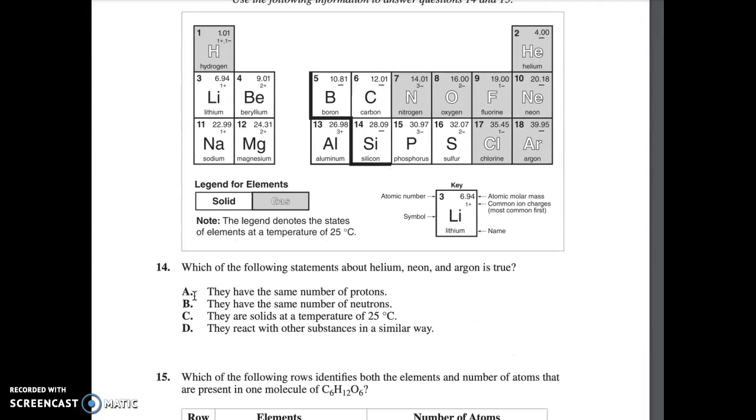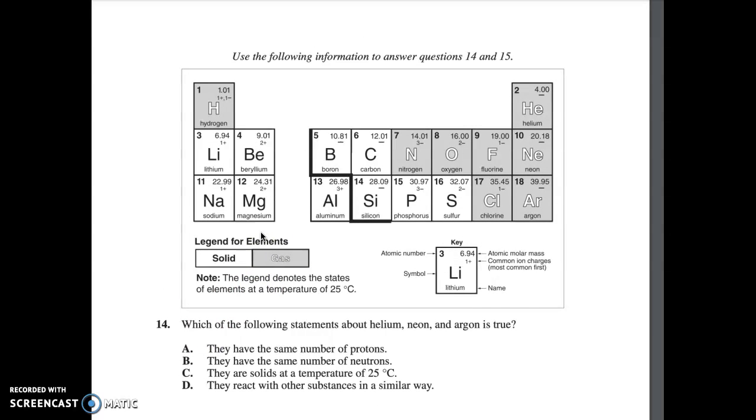This example is showing a periodic table, okay, very similar to the one that they put in, or identical to the one they put in the 2010 PAT. Okay, so what is true about helium, neon, and argon?